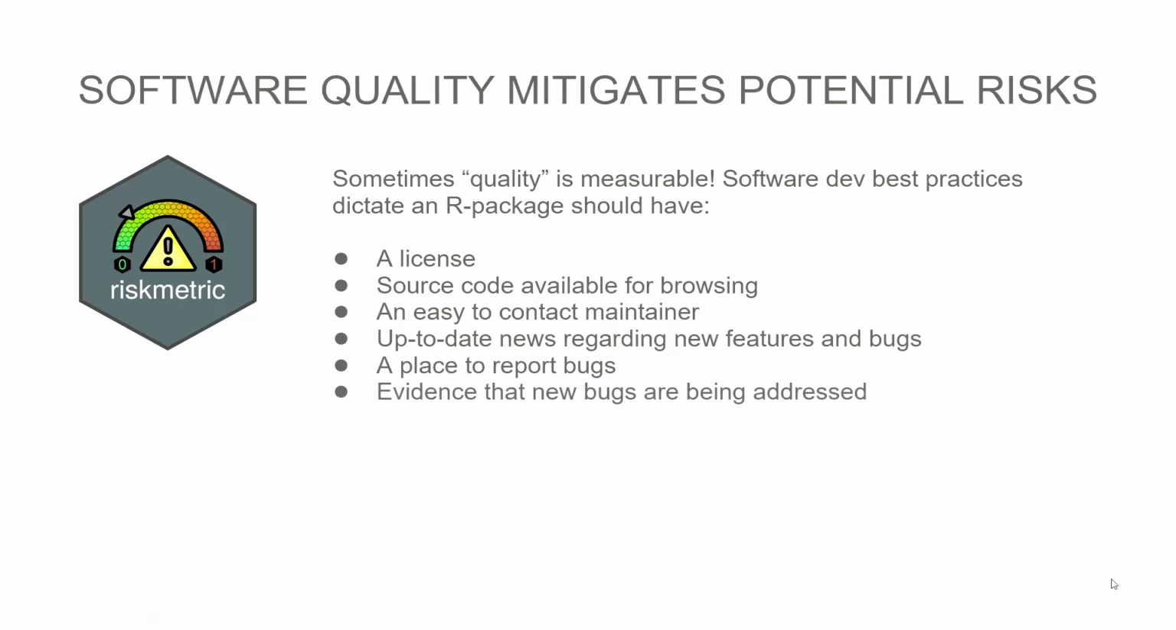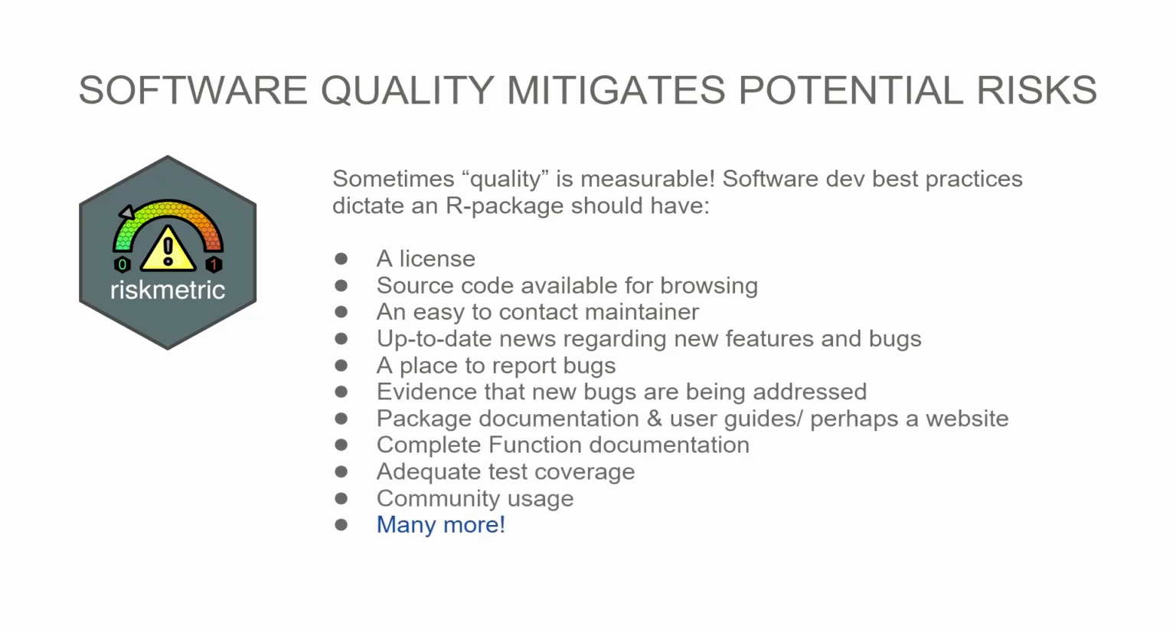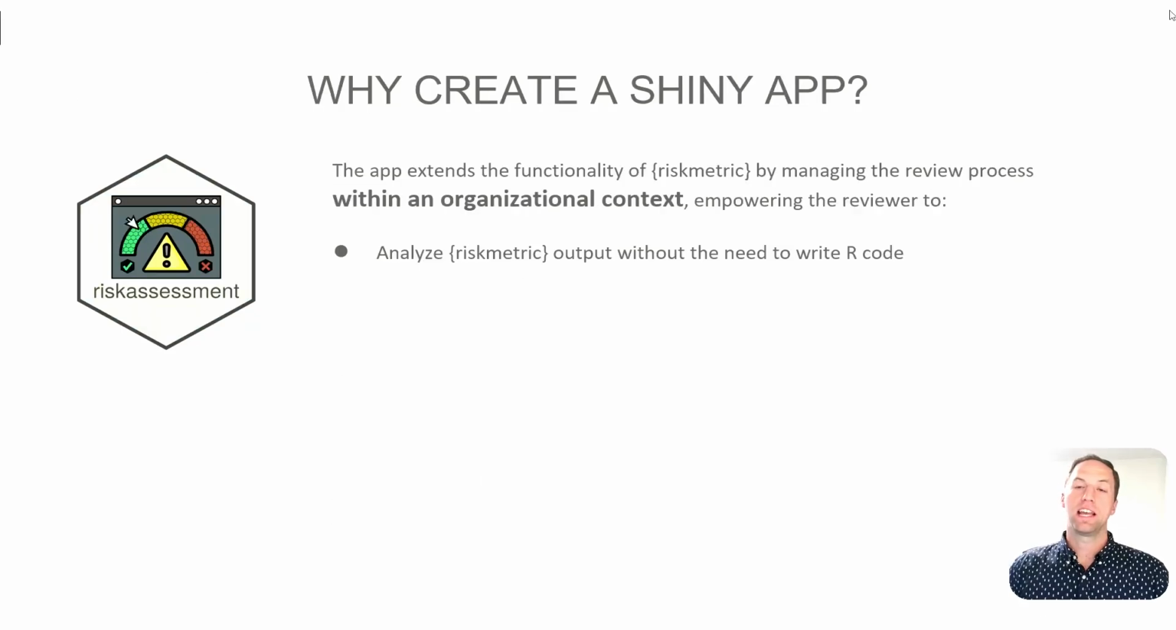Sometimes quality is measurable, and that's exactly what riskmetric seeks to do. Software development best practices dictate that an R package should probably have some of the following: a software license, source code available for browsing, an easy way to contact the maintainer, up-to-date news, a place to report bugs, evidence that bugs are actually being squashed, lots of documentation for the package itself and also each function, adequate test coverage, and so much more. So why create a Shiny app around this process?